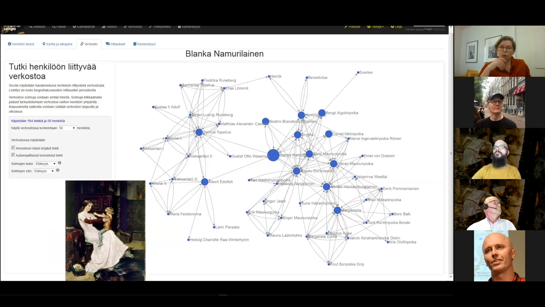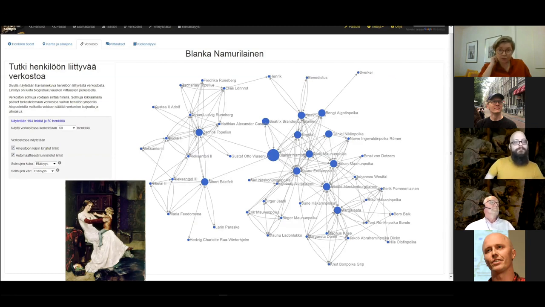Biography Sampo now offers tools for historians and other humanities scholars for network analysis, language analysis, statistical and visualization tools, as well as prosopographical tools for the analysis of groups. The user can easily create maps or timelines, life charts, or network graphs. I'm showing you this network graph because it's one of my favorite tools.